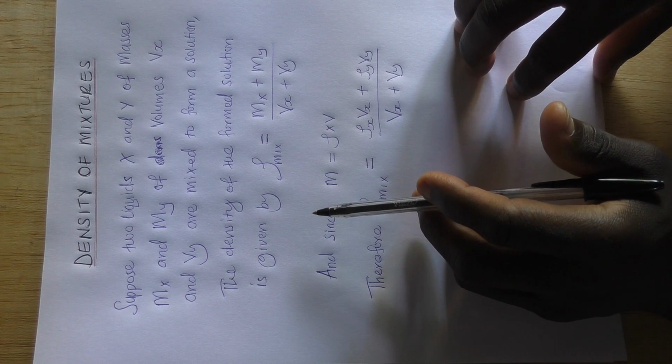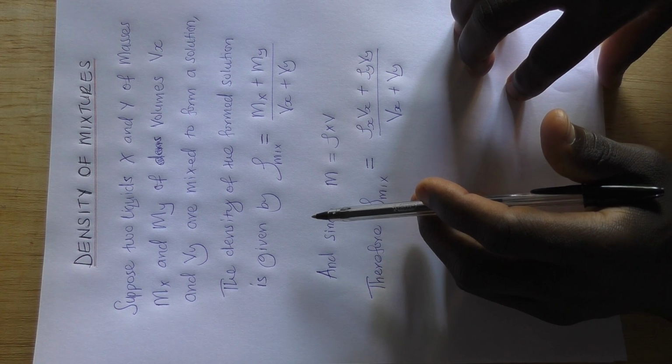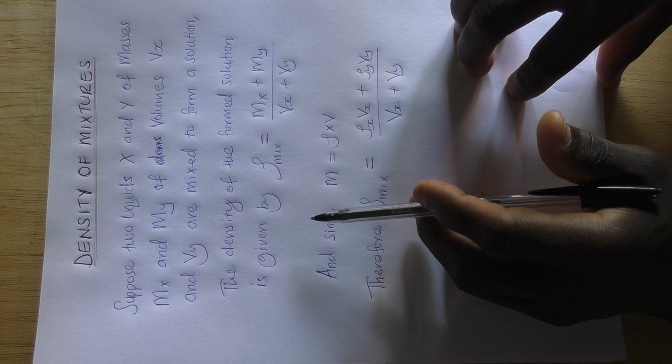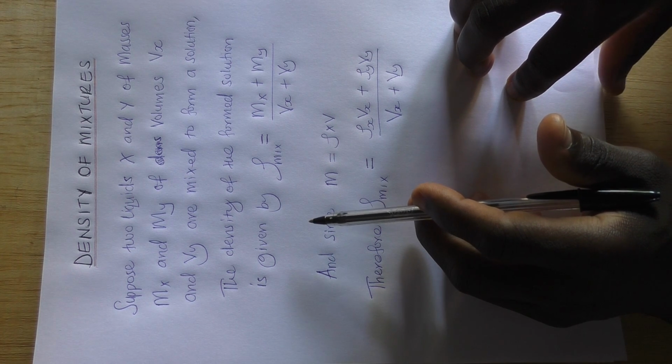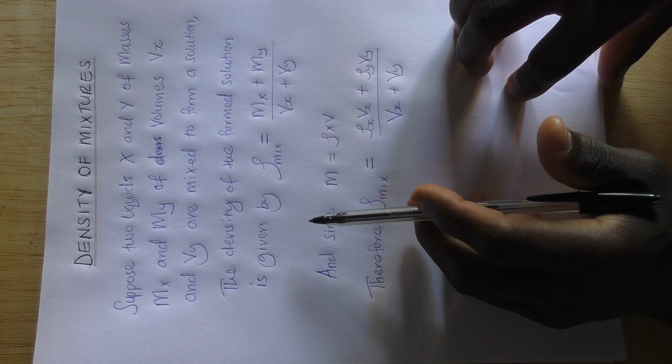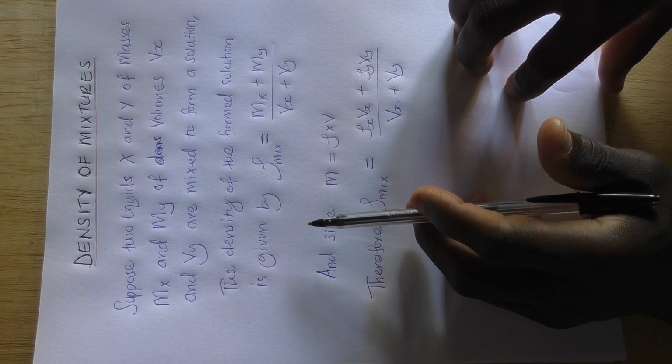What is a mixture? It could be the combination of two or more substances that don't react chemically. We can have examples of mixtures such as milk and water, sugar and water, salt and water, among others.